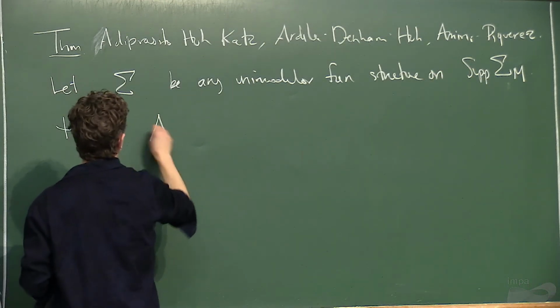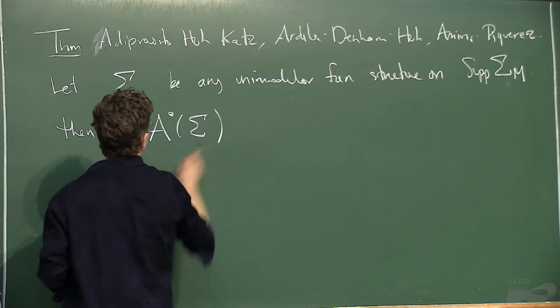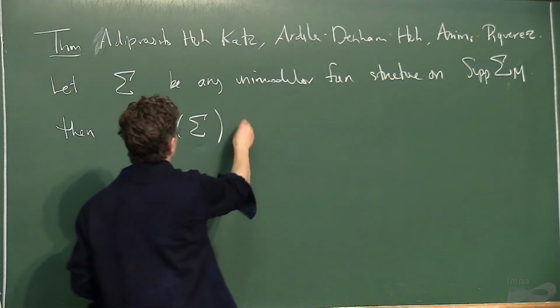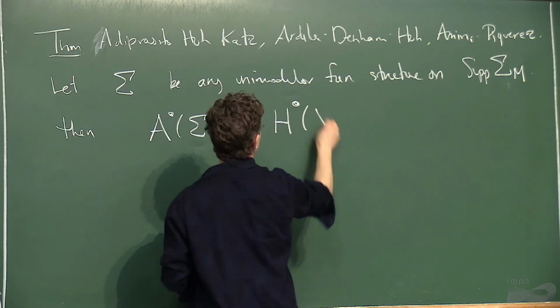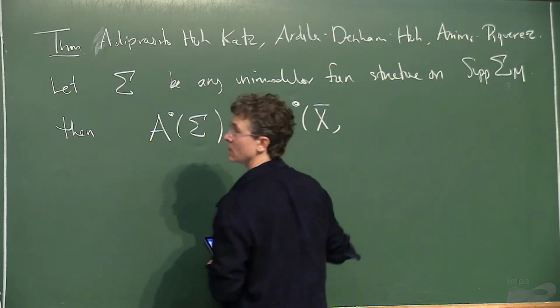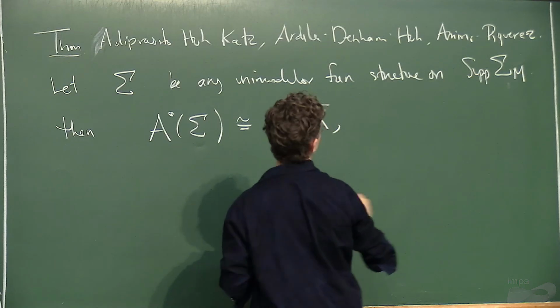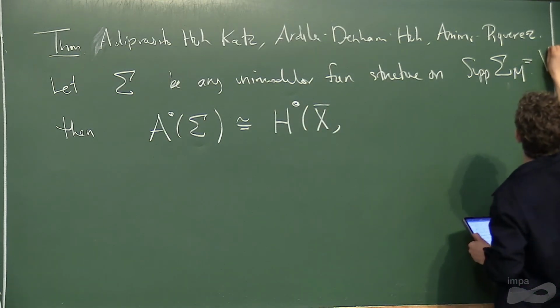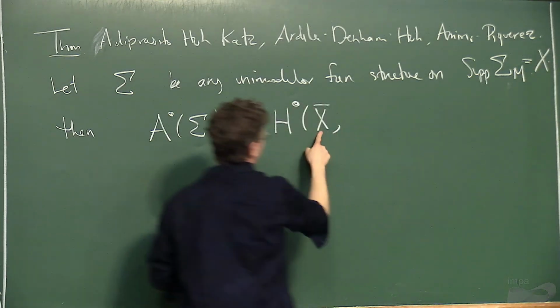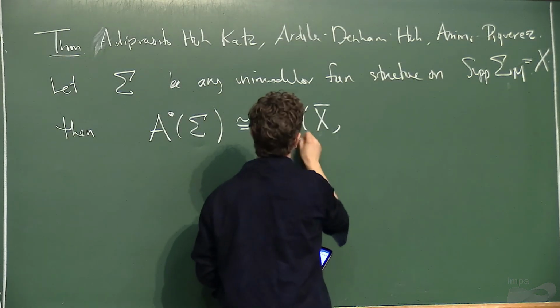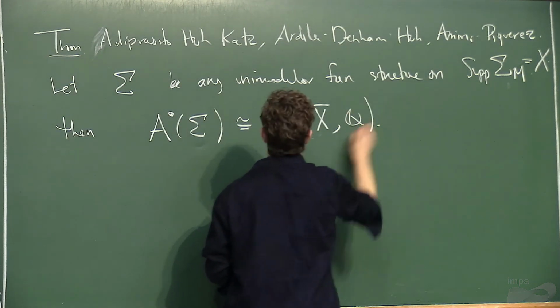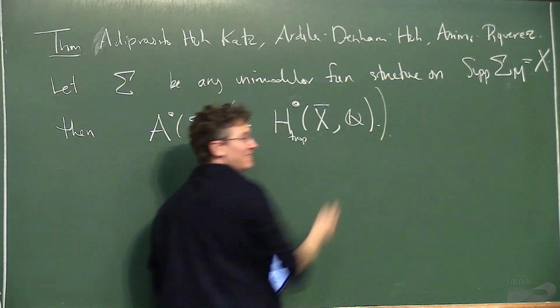then, well, this Chow ring ends up still being isomorphic to the compactification of the support with this fan structure. I can take the tropical cohomology if I want. So this is just an aside.